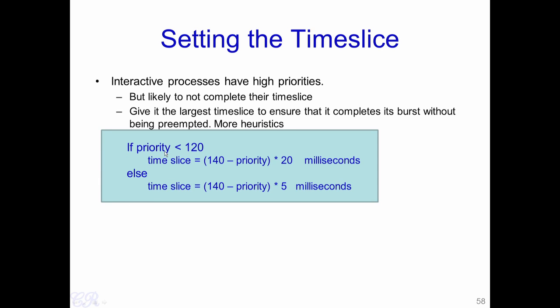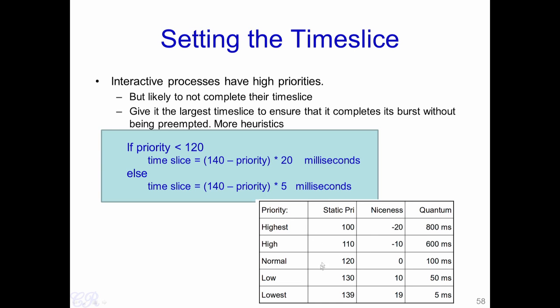Essentially, if the priority is less than 120, that is, it is an interactive process, then the time slice is given as (140 minus priority) times 20 milliseconds. However, if it is more of a batch process, that is, using more CPU activity, then the time slice is set by the lower statement, that is, time slice equals (140 minus priority) times 5 milliseconds.